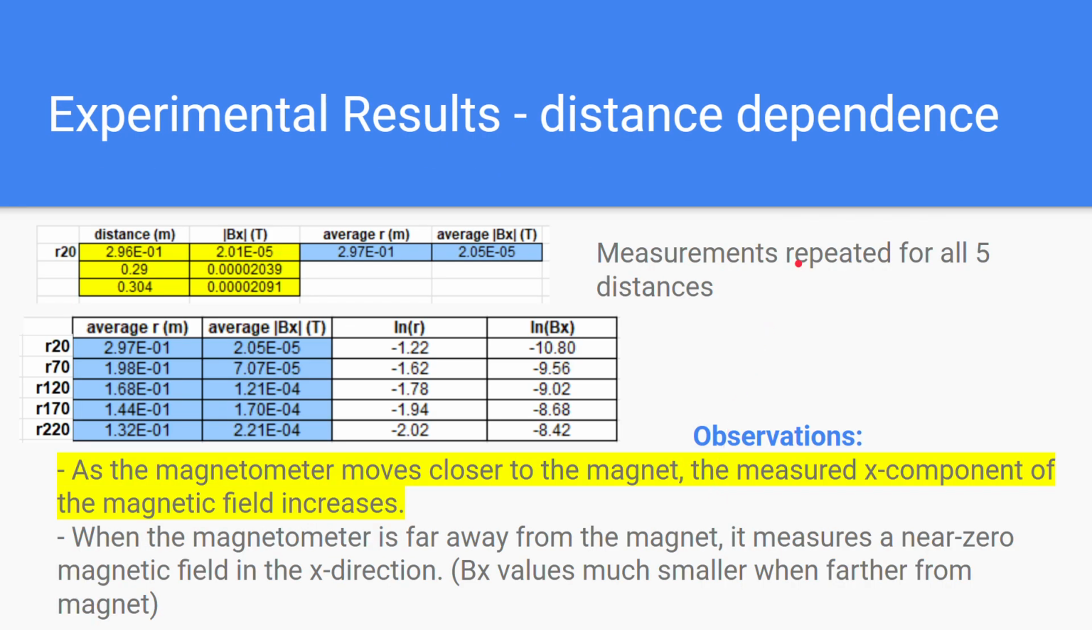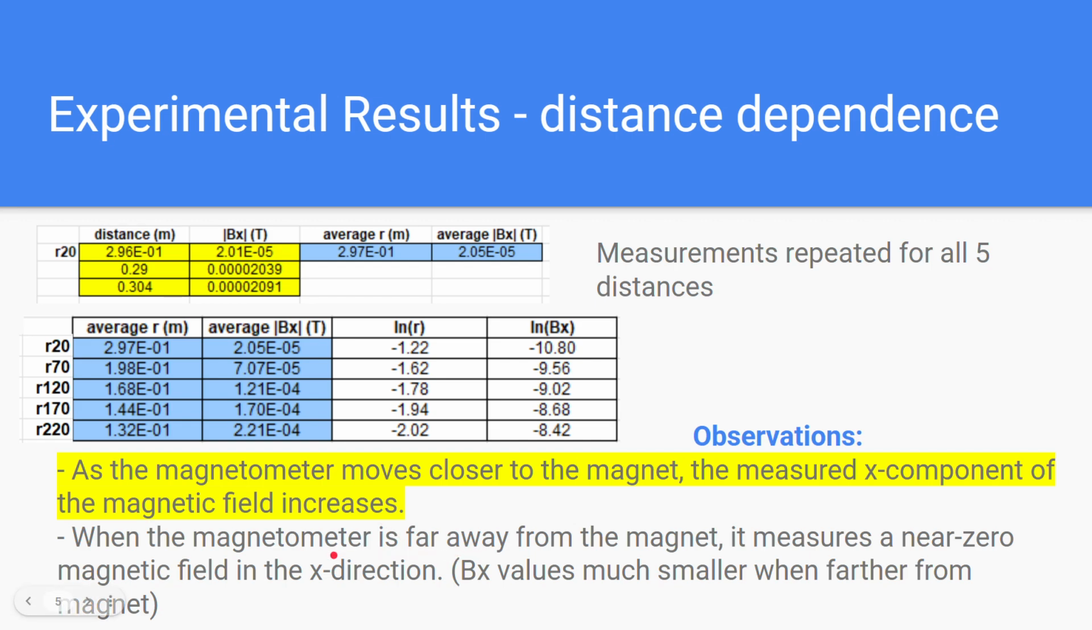Here's a look at the experimental results for distance dependence. I measured the distance and the x component of the magnetic field and repeated the trial 3 times and calculated the average, and these same measurements are repeated for all 5 distances to get average distances and average x components of the magnetic field. Then the natural log of both were taken to plot a linear graph, which is shown on the next slide. In general, observations included that as the magnetometer moved closer to the magnet, the measured x component of the magnetic field increases, and this can be seen as here the radius decreased, the phone was moved closer to the magnet, and the magnetic field increased.